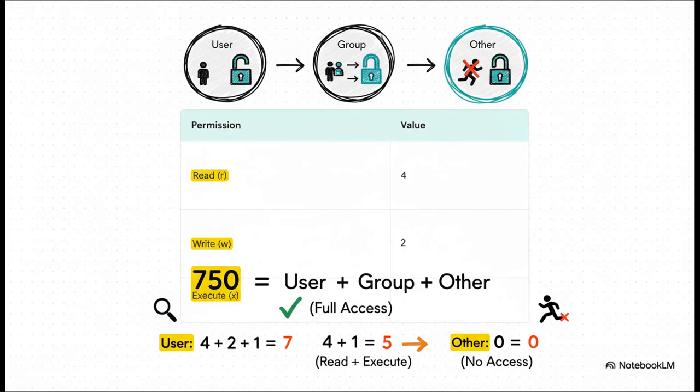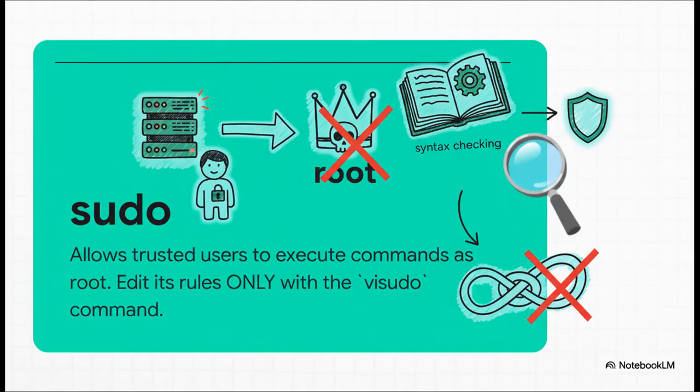And here's the secret to the octal method. It's just simple addition. That's it. Read gets a value of 4, write is 2, and execute is 1. You just add them up for each of the 3 categories: user, group, and other. So if you see chmod 750, that just means the user gets full access because 4 plus 2 plus 1 is 7. The group can read and execute because 4 plus 1 is 5. And everyone else, they get a big fat 0, no access at all. See? Simple.